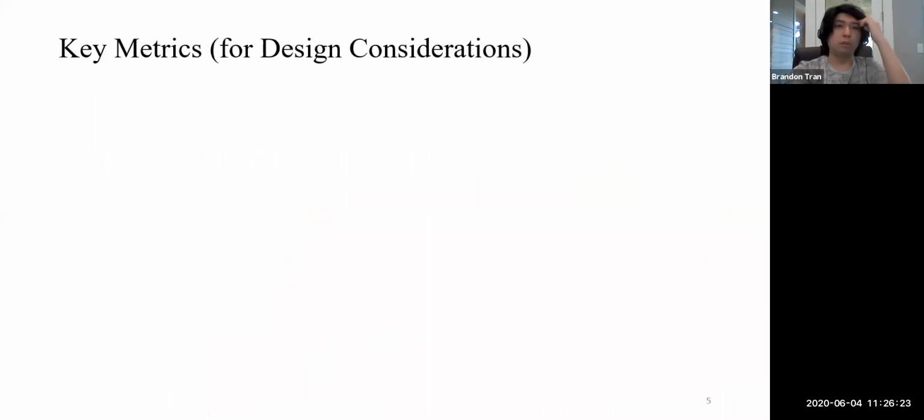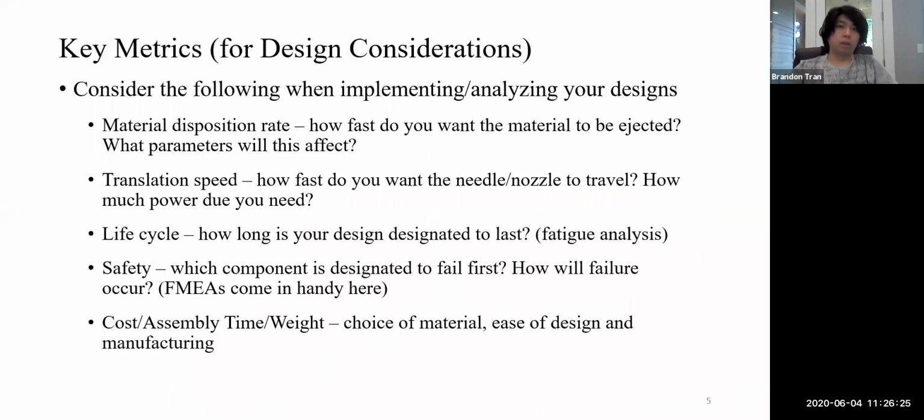Okay, key metrics. I'm going to go through this relatively quickly. Key metrics that I've seen addressed: what is the material deposition rate?